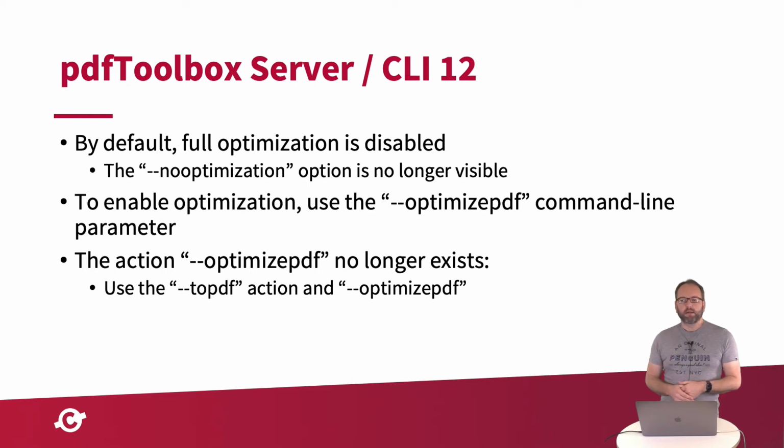There was an optimize PDF command, or action rather, they are called that for the CLI. That action is no longer there, but the optimize PDF command can still be used on the command line, in this case to switch on optimization that is by default off. So there's a little bit of work that has gone on there. And if you use the CLI to run command lines, and you have in the past used this no optimization flag, or you rely on the fact that optimization happens, it would be good to review the actual command line that you use.